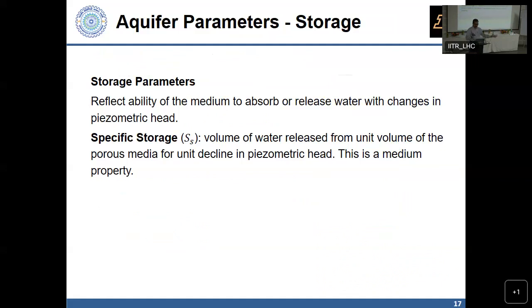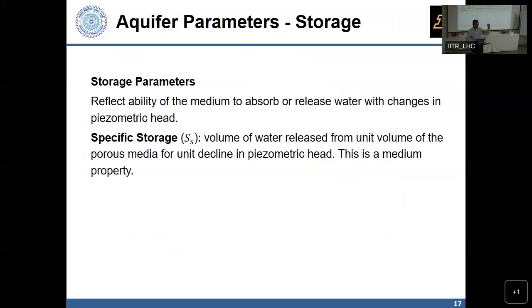Storage parameters obviously reflect the ability of the medium to absorb or release water, and we are interested in how much water is going to be absorbed or released if the piezometric head changes, because we think the piezometric gradient is what is pushing water. We define something called specific storage, and by definition, it is the volume of water that is released from a unit bulk volume of the soil, or unit volume of the porous medium, per unit decline in piezometric head. So this is a medium property.